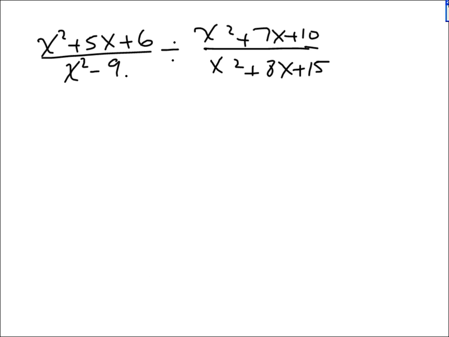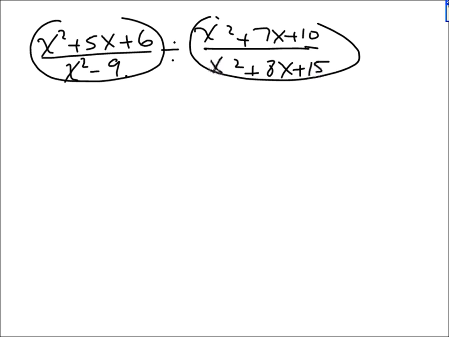Well, it's a division problem, and if either this one or that one or both are fractions, then you play the fraction rule. If none of them were fractions, that is, if the x squared minus 9 wasn't there, and if this was not there, we'd be done.